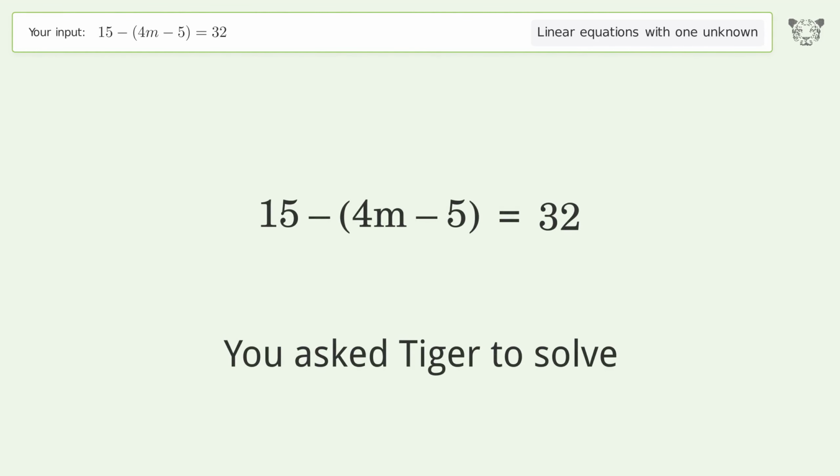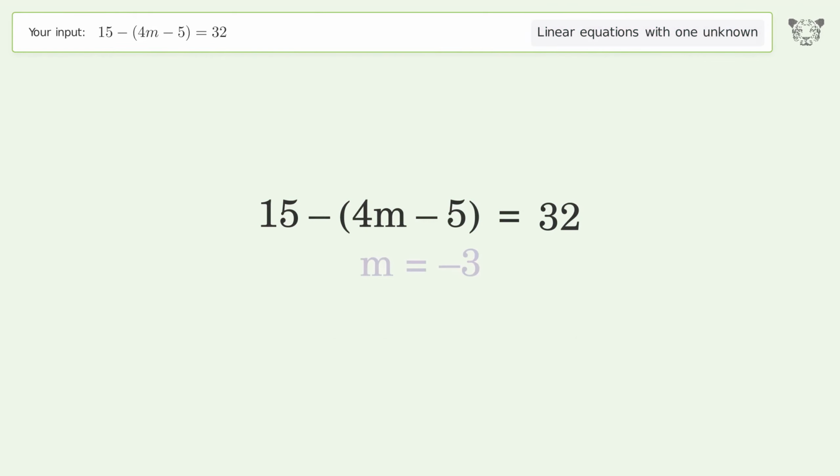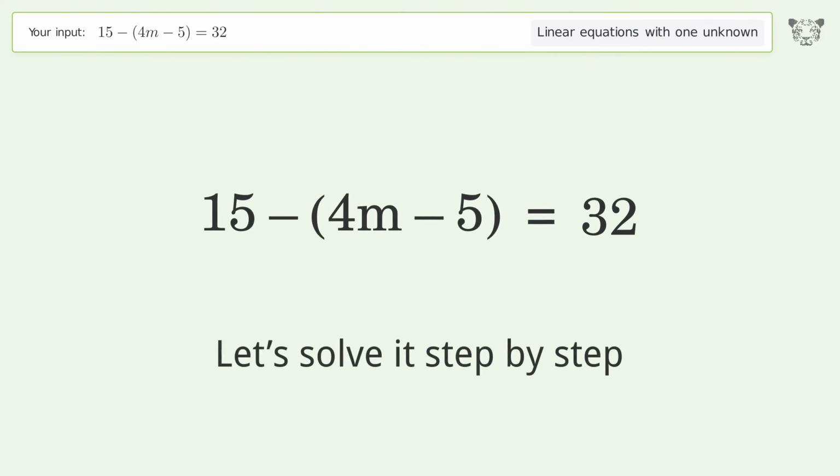You ask Tiger to solve. This deals with linear equations with one unknown. The final result is m equals -3. Let's solve it step by step.